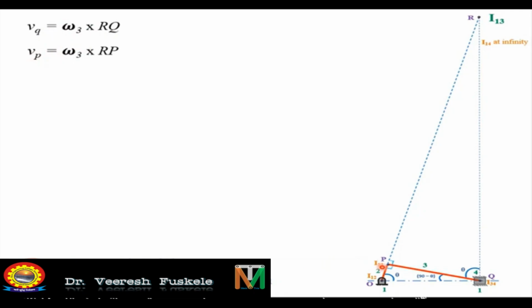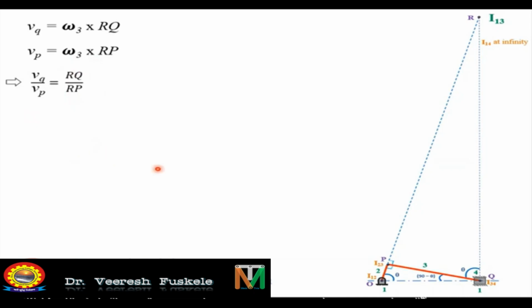Similarly, point P is also on link 3, so VP will have the same angular velocity as that of link 3, omega 3, and the distance of point P from the center of rotation of link 3, that is R, so that is RP. So taking the ratio, VQ upon VP will be equal to RQ upon RP.